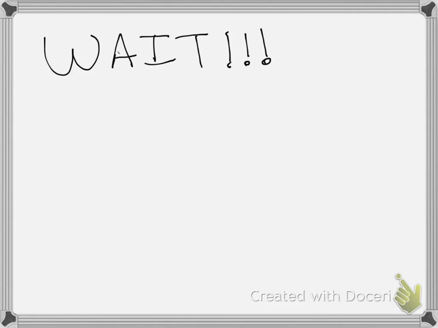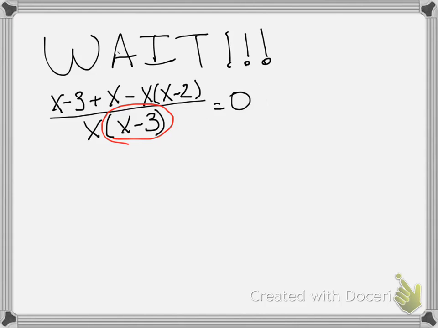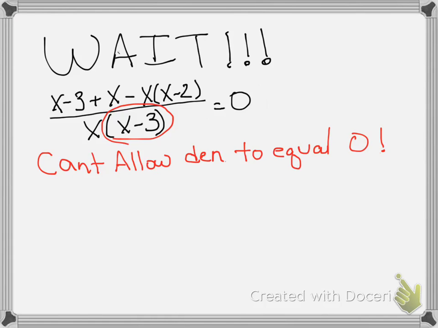But wait! Let's recall the equation we started with when we first got everything into the lowest common denominator form. Okay? Notice that we have a denominator here that has an x times x minus 3. So there are some numbers that don't exist in this equation. Remember that make our equation undefined. We'll have a 1 over 0, or some number over 0, which we can't have. So let's find out. We can't allow the denominator to equal 0.